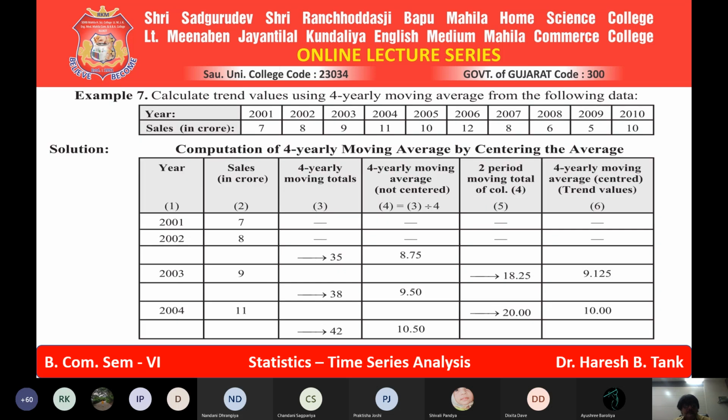Now make another column with the title 4 yearly moving average, which is not centered right now. If you make a centering process, naturally it will be against some number of years, but in this case it is not centered. So 35 divided by 4, because you made a bunch of 4, becomes 8.75. 38 divided by 4 becomes 9.5. 42 divided by 4 becomes 10.5.